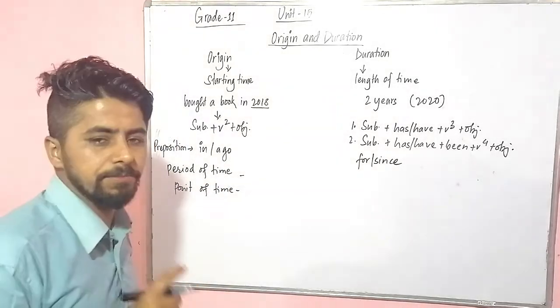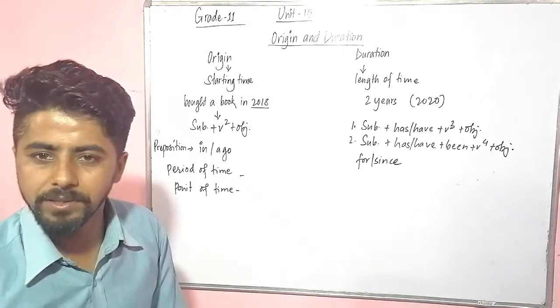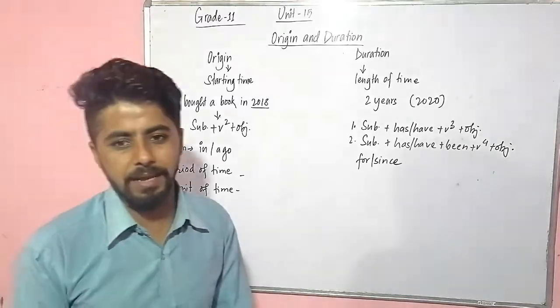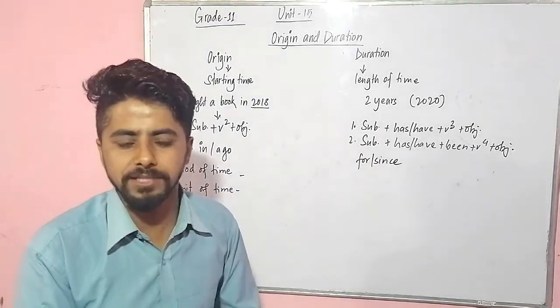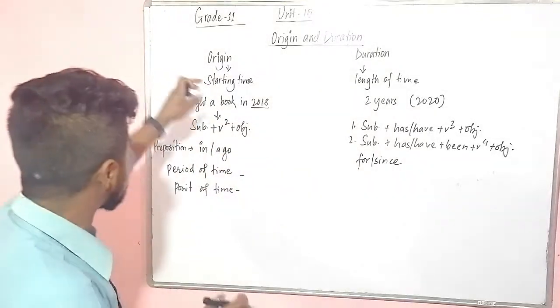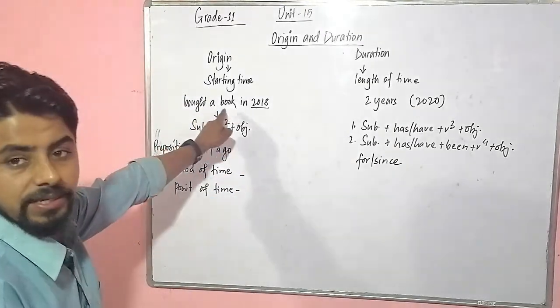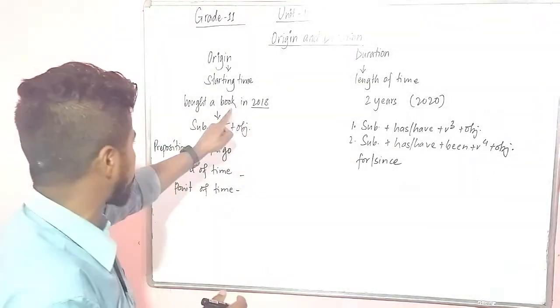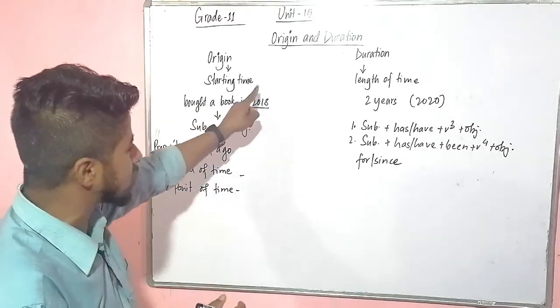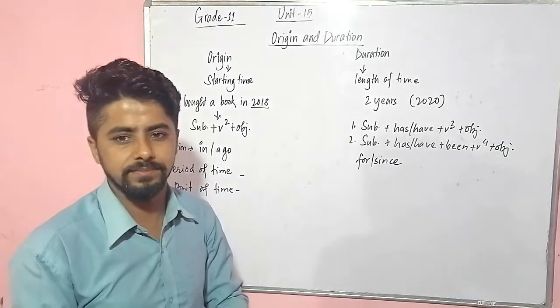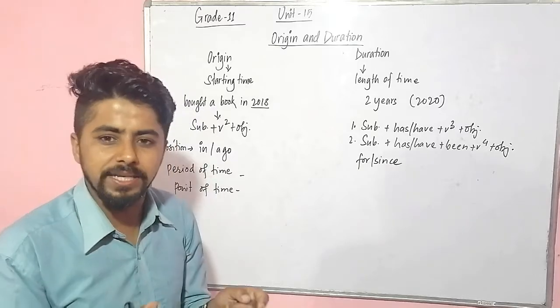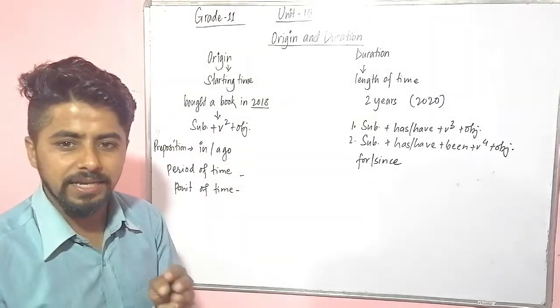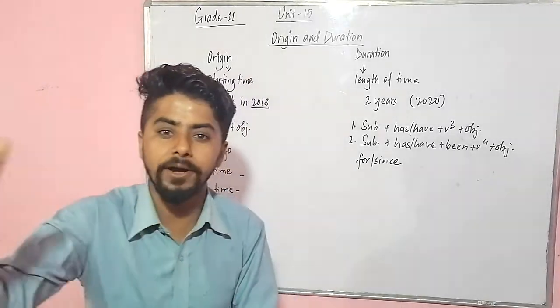Let's check the concept of period of time and point of time. What do you mean by point of time? And what do you mean by period of time? Earlier I gave you one example: I bought a book in 2018. What does it mean, 2018? Is it period of time or is it point of time?